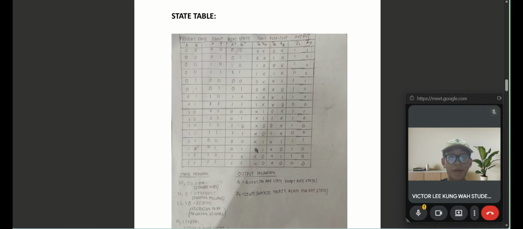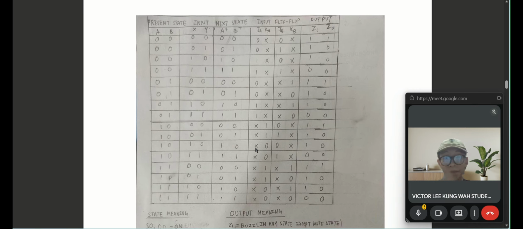For output, we have two outputs, Z1 and Z0. Z1 is the buzz. That means in any state, it will buzz to let our user know that the walkie-talkie is working, except in mute state. Z0 will be our light. The light means the walkie-talkie is ready for any state. That means light is the mode for on. Okay, right now I'm going to explain our truth table.